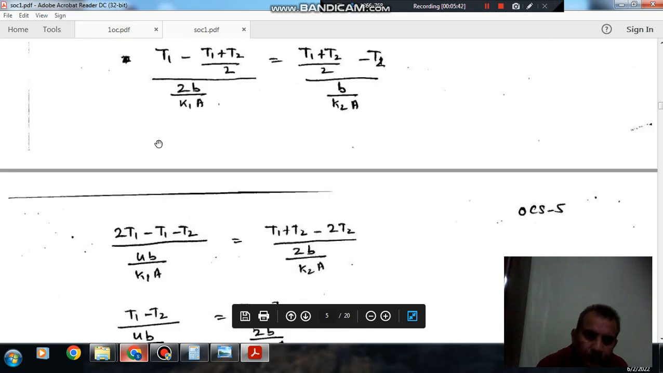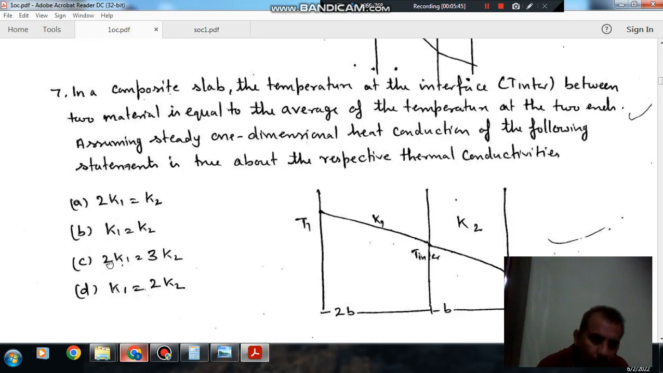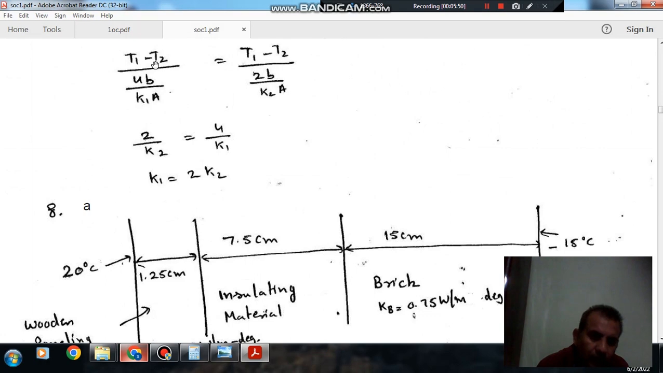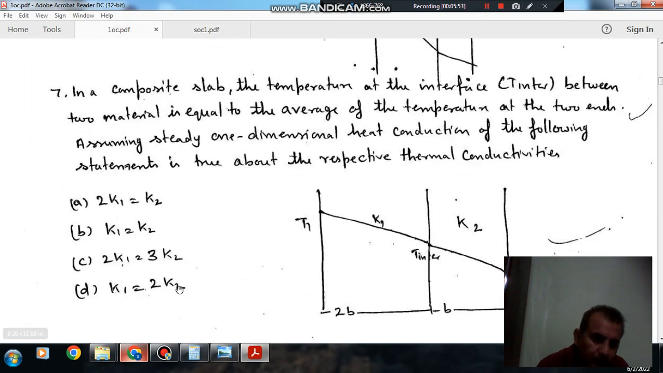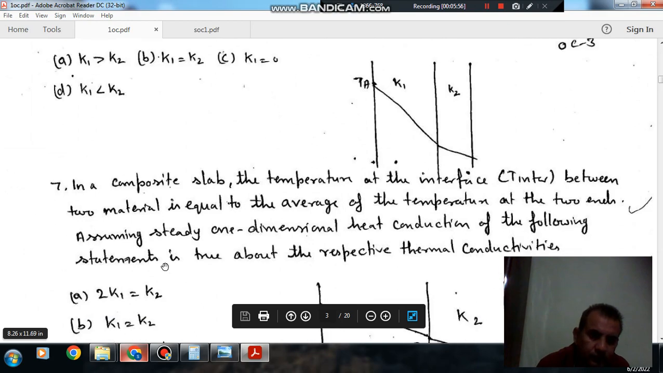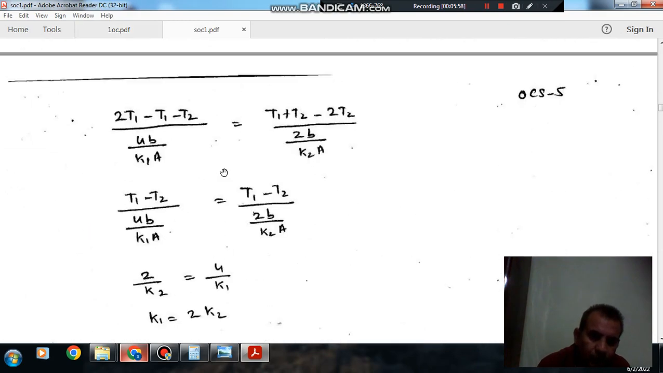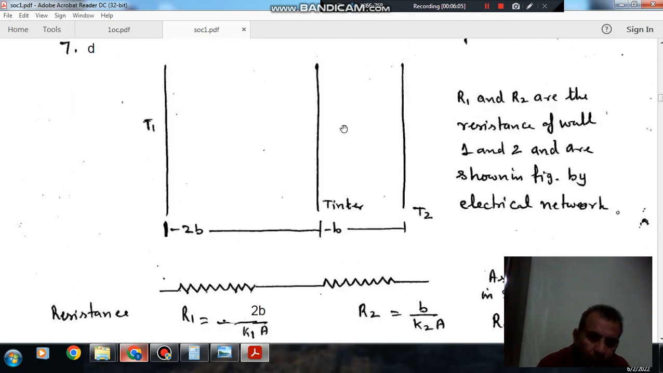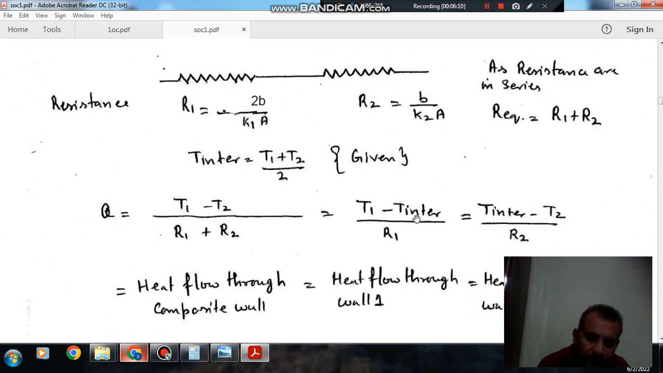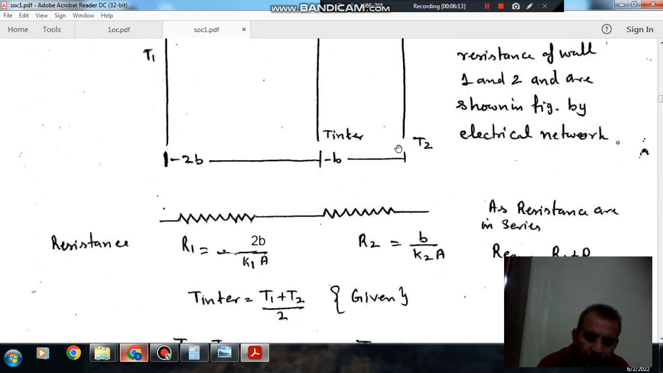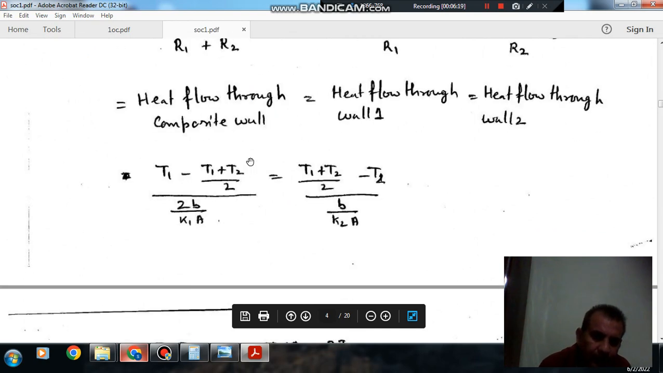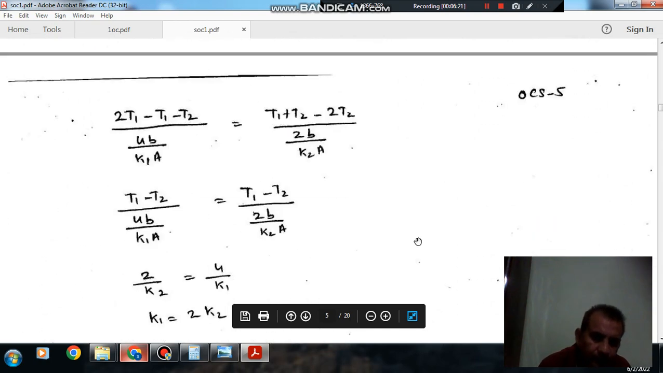So 2K1 is equal to 3K2... no, K1 is equal to 2K2; option D is the right answer. We just have to equate the heat transfer going from this face to this face, and then from this face to the next face. The heat transfer is T1 minus T inter by R1, and from this face, T inter minus T2 by R2. Just put the values of R1 and R2, and we can find the ratio of K1 and K2.